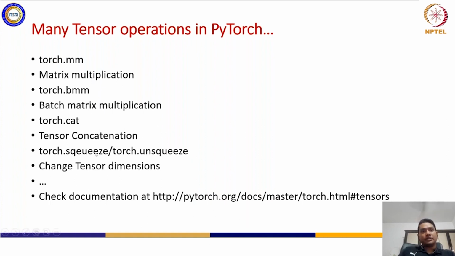For the definition of each of these functions, you can go to pytorch.org docs master torch.html tensors. Here you can get the definition of each function or operation that you can apply on tensors, along with their descriptions and usage with examples.